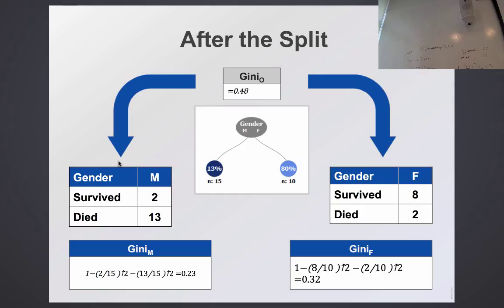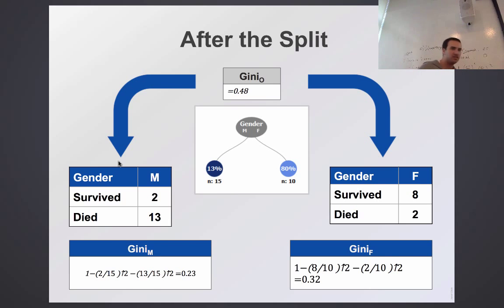Because it's much easier to say, okay, of these 15 people, it's a very good chance that if I choose died, I'll be right. Whereas here, it's still a pretty good chance, but it's not as good. Being an 80% chance of knowing whether or not someone survived is not as good as 13 out of 15. So the Gini coefficient is a little bit higher on this particular split right here. So right now we have 3 Gini coefficients. We have the original, 0.48, and then we have the men and the female Gini coefficients.